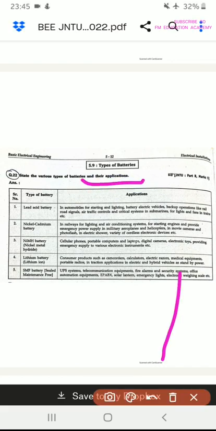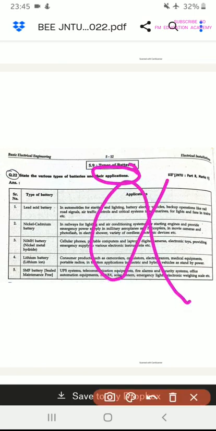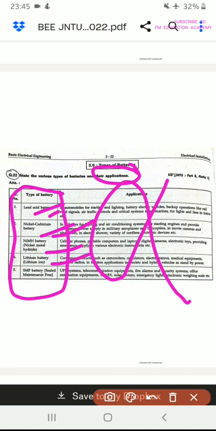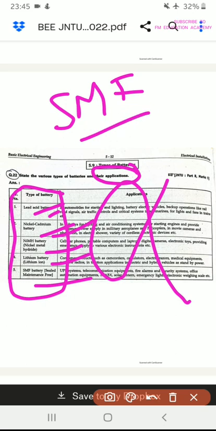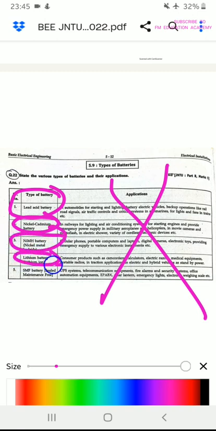For this, instead of writing the applications, just write the types of batteries in detail. What is a lead acid battery, what is a nickel cadmium battery, what is a nickel metal hydride battery, what is a lithium battery and what is an SMF battery. You write about it in detail. That is also there in the textbook. No need to write applications. Just explain what all these are. It is there in the textbook, you can go through it. It is also there in the BWD code. So just write all these five and explain them.